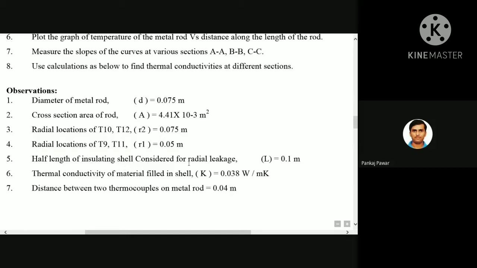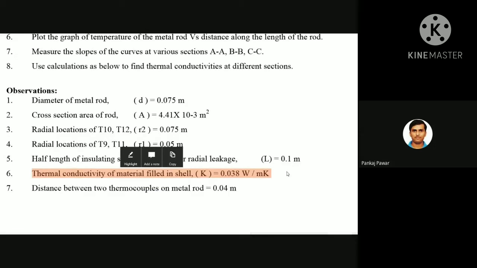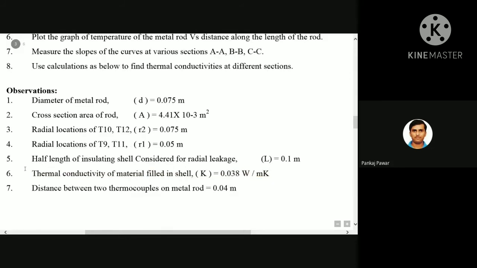The distance between the left side A section and the central BB section is 0.1 meter, that is 10 centimeter, and the total length of the test section is 200 mm, that is 0.2 meter. Next, the thermal conductivity of the insulating material placed surrounding the metal rod in the test section is 0.038. These observations are given directly to you.